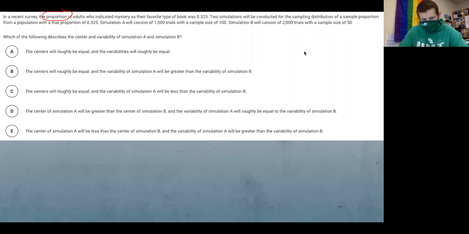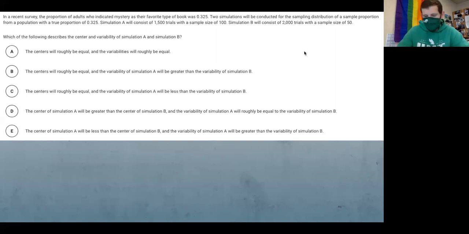Okay, so that brief aside over, let's jump into this. So we've got 0.325 is the proportion of adults. And we've got two simulations conducted for the sampling distribution. We're going to either have 1,500 trials with a sample size of 100 or 2,000 trials with a sample size of 50. And we want to talk about the center and the variability.